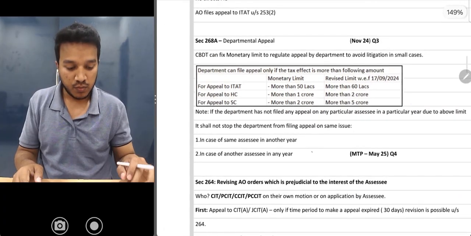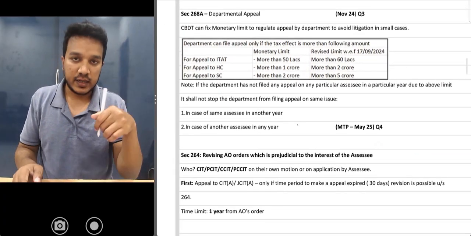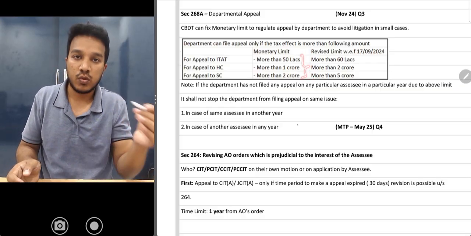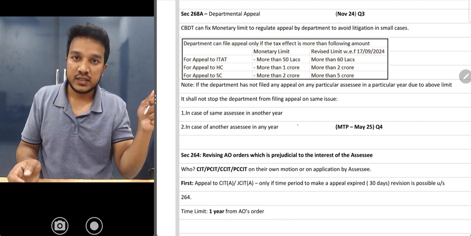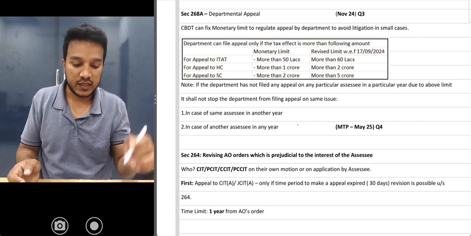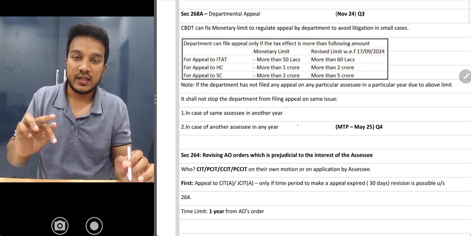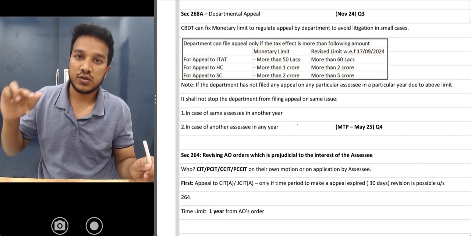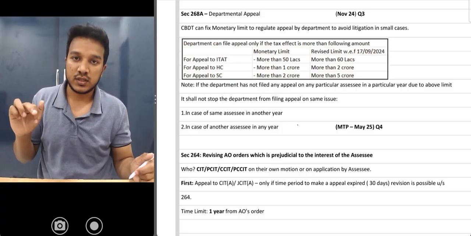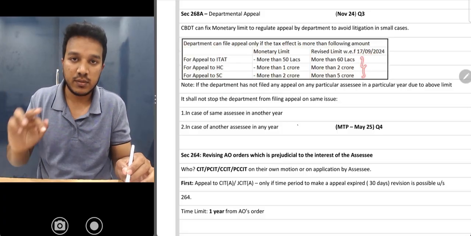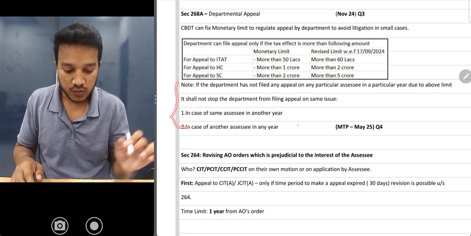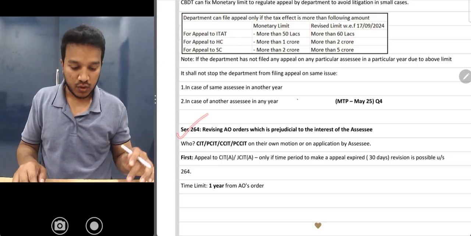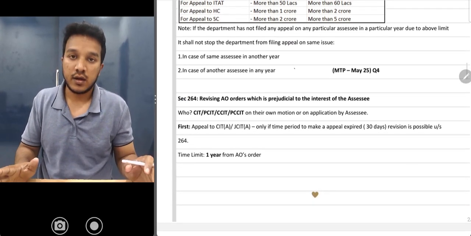Got it? Now another important point in the same section is, in the current year, the department did not appeal because the tax amount was not more than these limits. But if in the next year the same issue arises and the tax amount is more than these limits, then the department can go for an appeal, and the SSC cannot say, "Arey, the issue is the same in the current year and previous year. Last year you did not appeal, but you are appealing now." SSC cannot say that. If the amount is more than these limits, then the department can go for an appeal. Once you read this, you will understand. Also this question, I think we have completed 264 already. So this comes to an end, our appeals and revision.